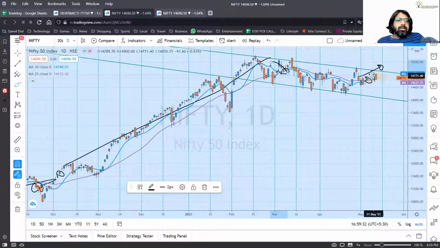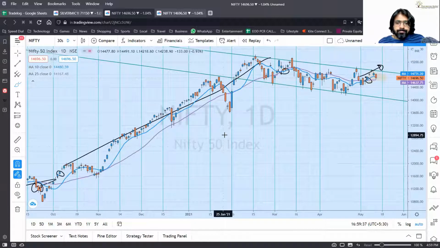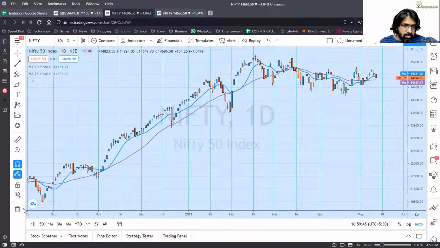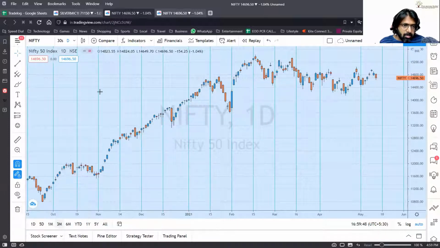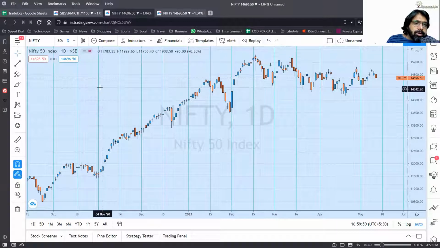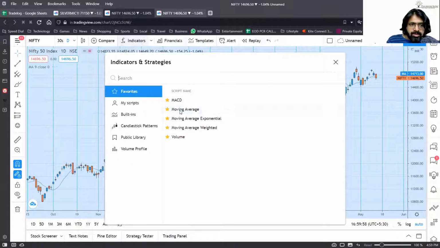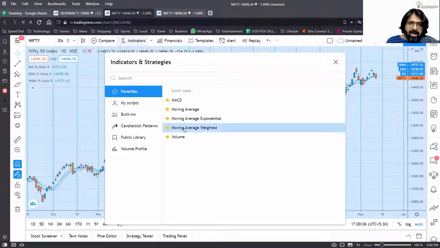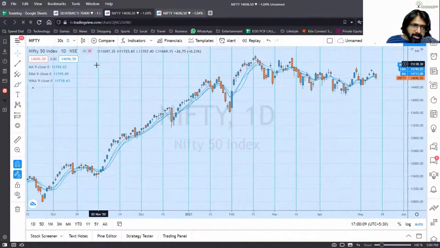Now the last thing is the exponential moving average. Let me just clear all these indicators for you. What I will do out here is plot the simple, the exponential and the weighted. So this is your 9 period simple, this is your exponential 9 period, and this is your weighted average 9 period. I've plotted all these three.